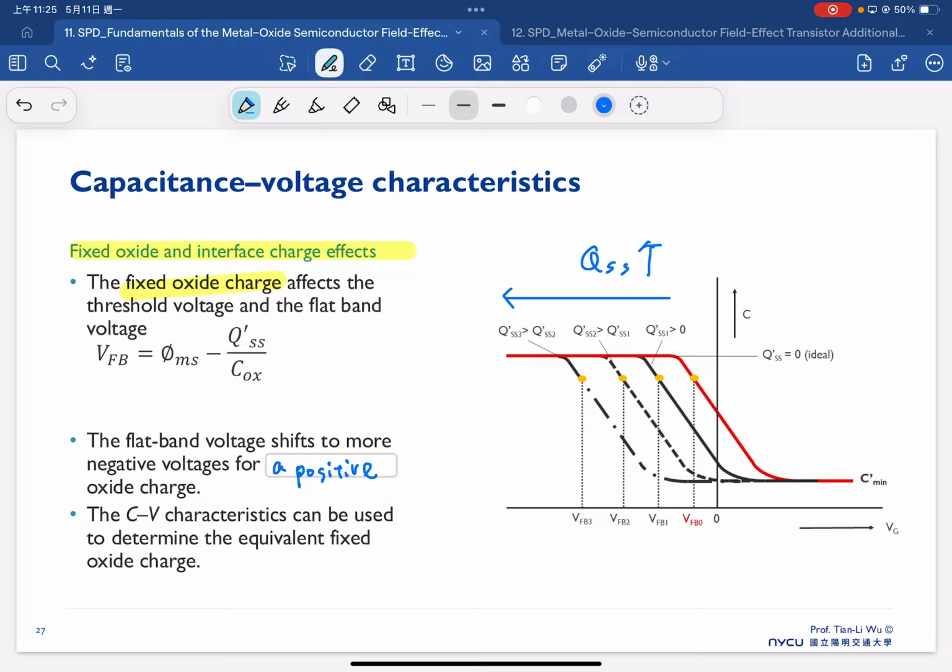Therefore, we can use the CV characteristic to determine the equilibrium fixed oxide charge. That becomes a very useful tool for us, because normally we would be very interested to understand how much fixed oxide charge there is in our MOS transistor or MOS capacitor. So we can use this equation to analyze and find the equilibrium fixed oxide charge.